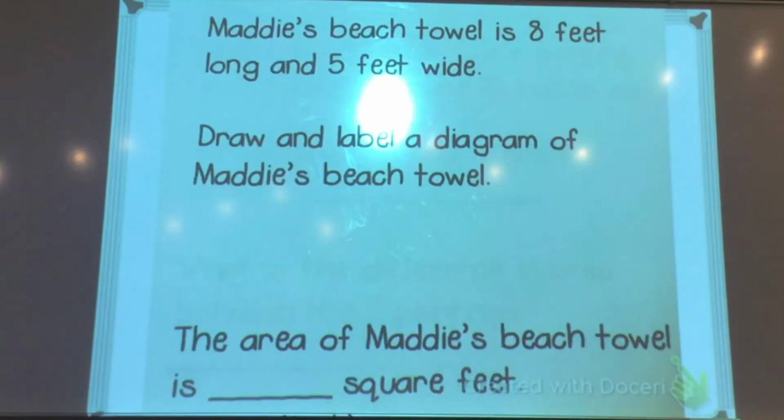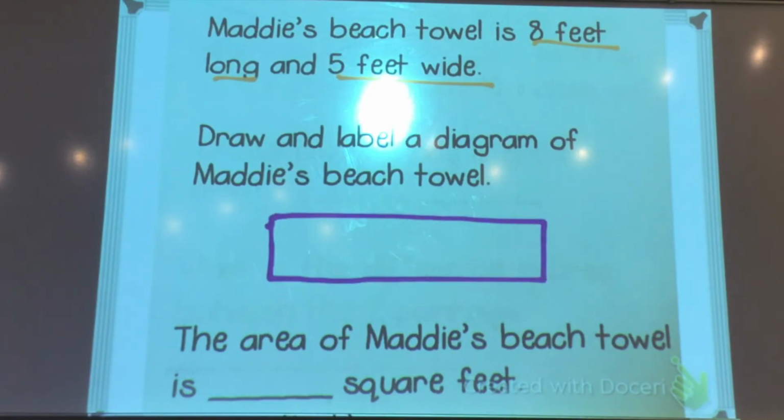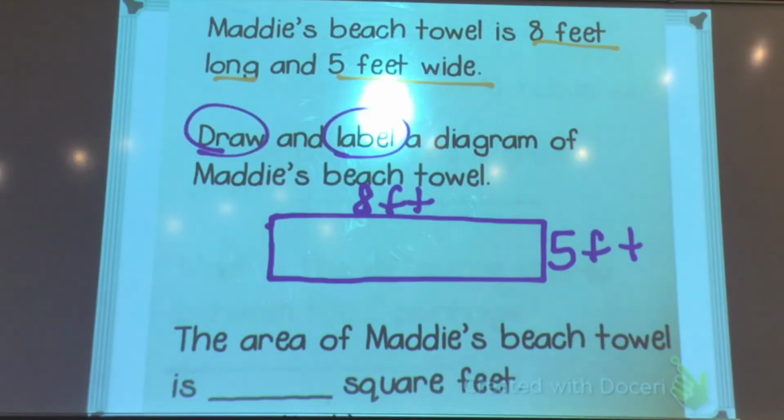All right, now for a few word problems. And you can pause it now and read it and work it out, and then I will go over the explanation. Maddie's beach towel is 8 feet long and 5 feet wide. Draw and label a diagram of Maddie's beach towel. Okay, so let's draw her beach towel. We know it is the shape of a rectangle because one side is longer than the other. So 8 feet long and 5 feet wide. So we have drawn it and we have labeled it. The question at the bottom, the area of Maddie's beach towel is blank square feet. 8 times 5 is 40, so all we have to do is put a 40 in that blank.